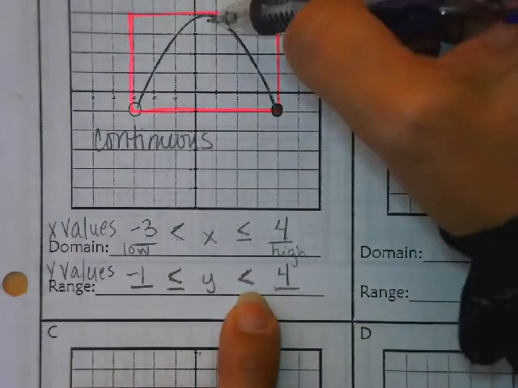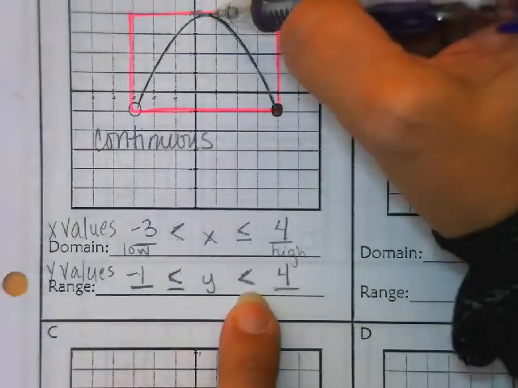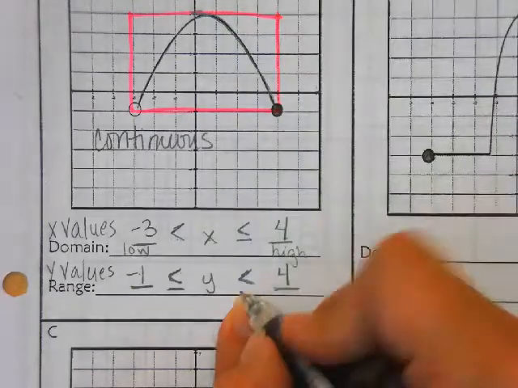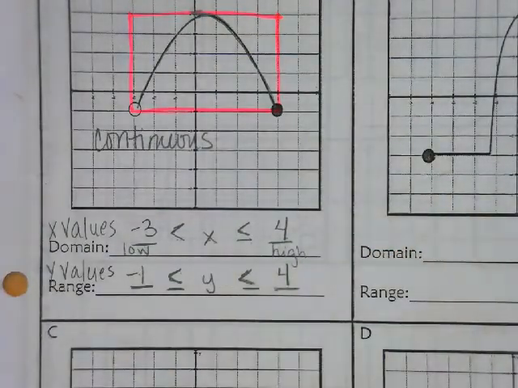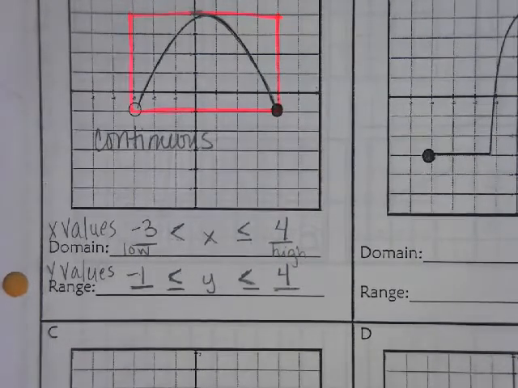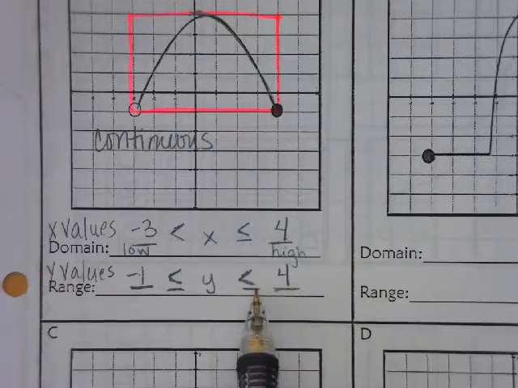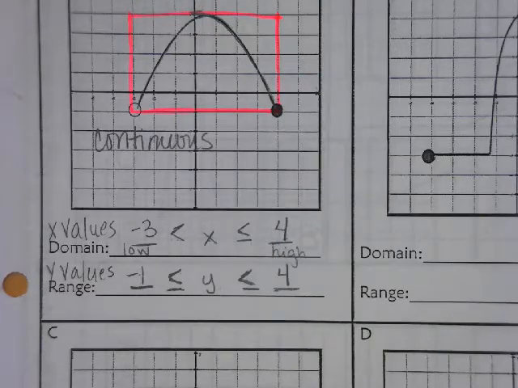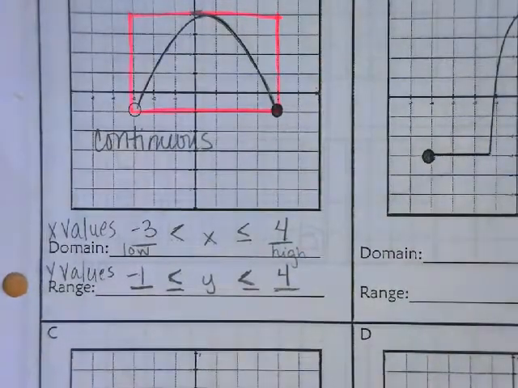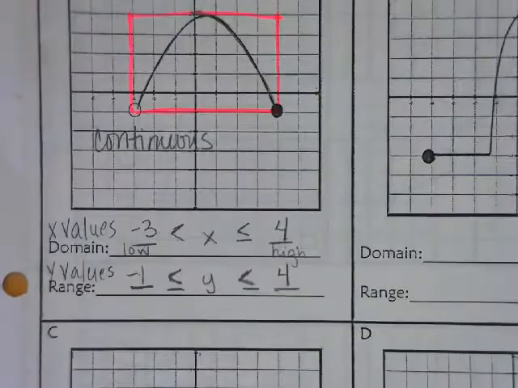What about the 4? Is the graph touching the 4? Yes. So it is or equal to. If it's touching it, it's including it, which means it's or equal to. It's inclusive. You feel okay about that? That's okay. We're going to do some more.